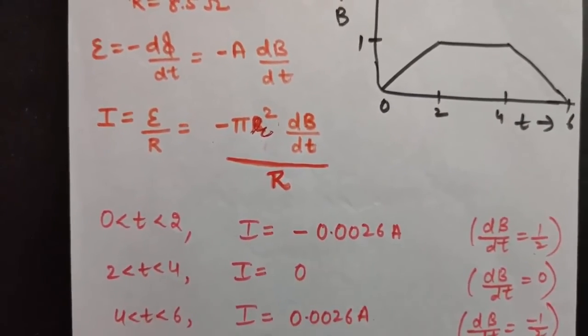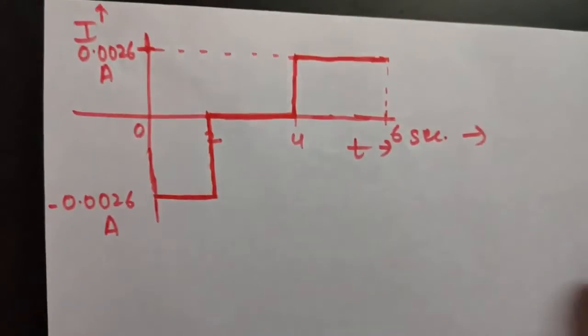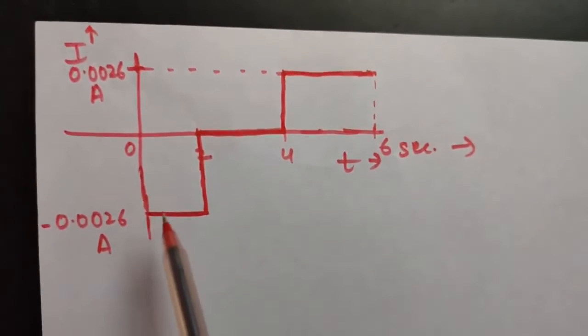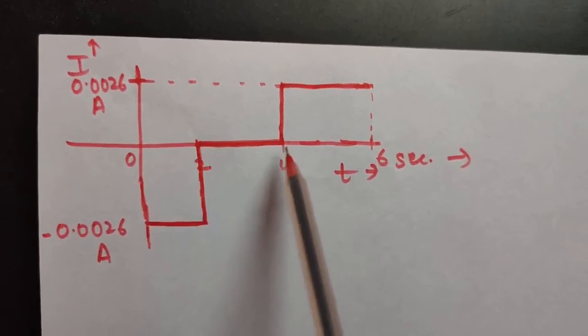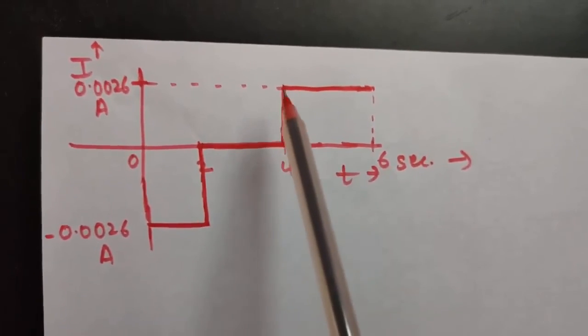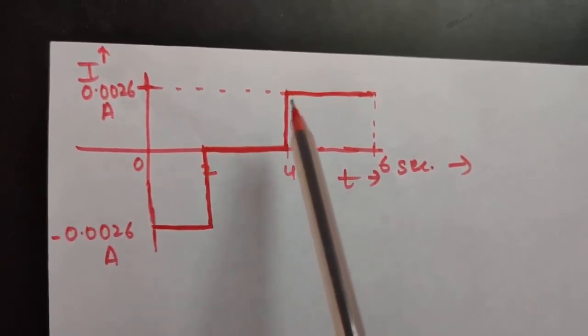Now from this data, you can easily draw a graph between I and t. So this will be the graph between current and time. From 0 to 2, the value of current is this much. From 2 to 4, it is 0. And from 4 to 6, it has a positive value of 0.0026. So this is the graph.